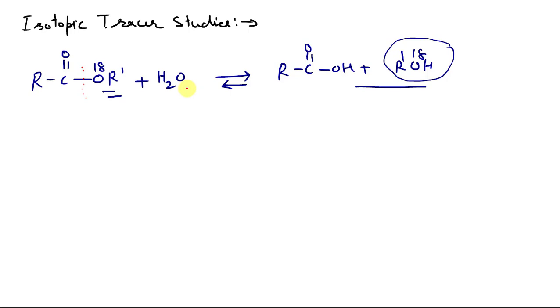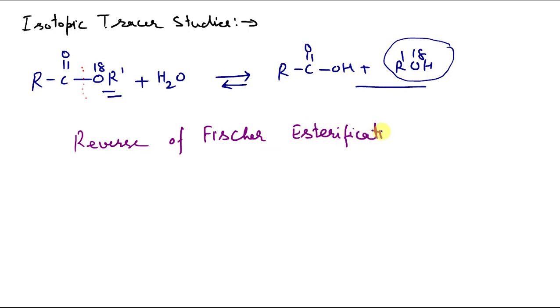And this mechanism, you might have come across earlier in Fischer esterification. This mechanism is exactly the reverse of Fischer esterification. We have discussed this mechanism in carboxylic acids, reactions of carboxylic acids and alcohols. So that is acid catalyzed hydrolysis of esters.